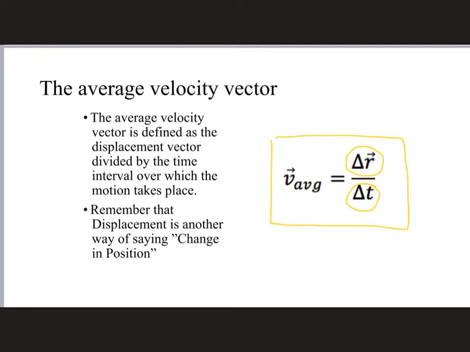What I want is either displacement over time or change in position over time. And that's what this delta r is. That is the change in position. So again, the average velocity vector is defined as the displacement vector divided by the time interval over which the motion takes place. And remember that displacement is another way of saying change in position.